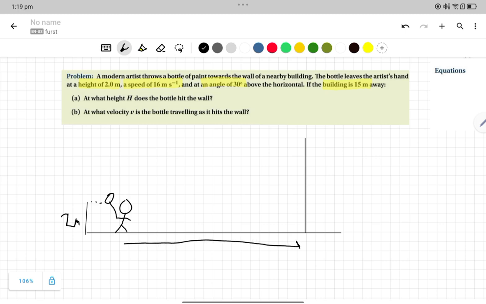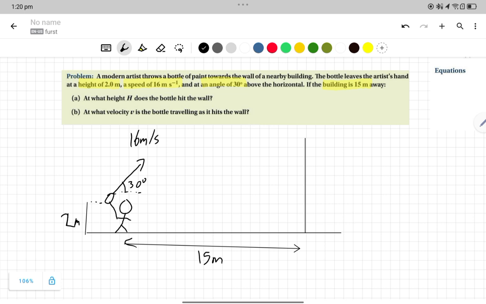This distance is 15 meters. And he throws it like this at an angle of 30 degrees above the horizontal, at a speed of 16 meters per second. You can imagine his throw would look something like this, right? But the point it hits could be down here, or it could be up here as well. We don't really know that. We want to figure that out, right? That's what part A is asking us: at what height h does the bottle hit the wall?